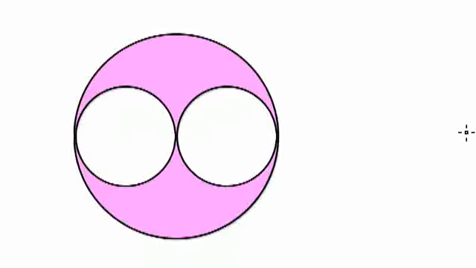Come up with a formula for the area of the purple shaded part. So what you've got is a big circle, and within that circle there are two identical smaller circles. All that you're given is this distance here. This distance here is x. That's all that you're given. Okay, so this is x.